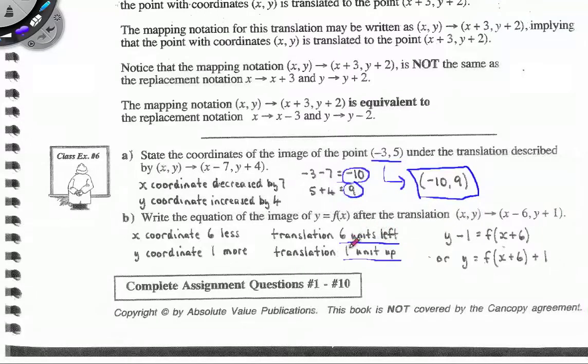Now, if we are putting this into the equation, the original equation being y equals f of x, what's the new equation with these two translations? Well, 1 unit up means we'll add 1 at the end, and 6 units left, that's the negative direction, we're going to have to use x plus 6 in this notation here. So x plus 6 means left by 6, plus 1 means up by 1.